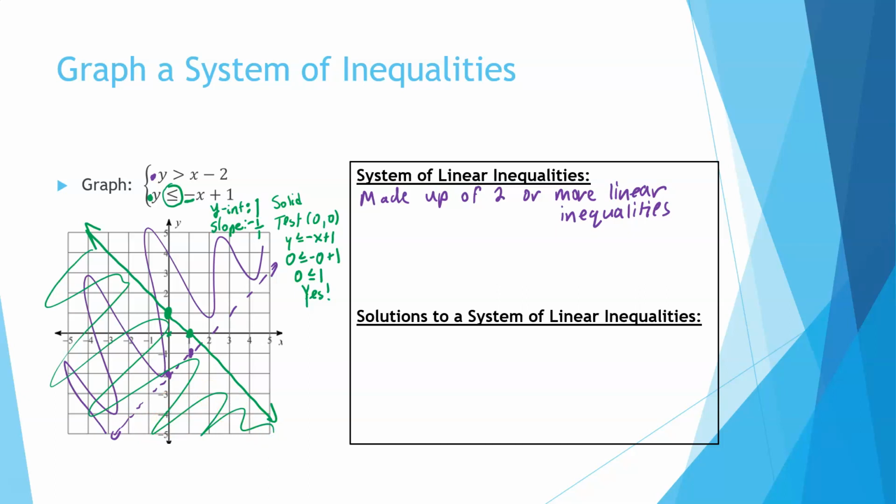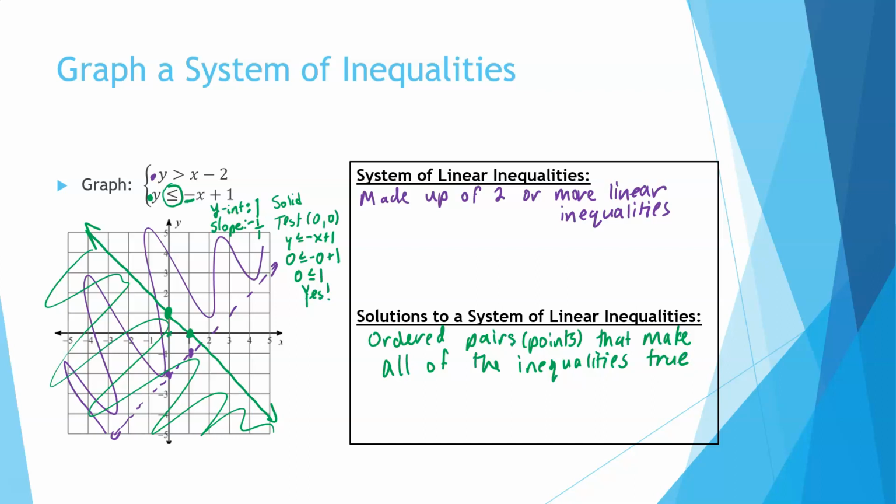Now, the graph itself is kind of your answer, but you want to make sure you do one thing before you walk away from it. The solution to a system of linear inequalities, let's fill that in now, is the ordered pairs or points that make all of the inequalities true. So in this case, I have two inequalities, so it would be all the points that make both inequalities true.